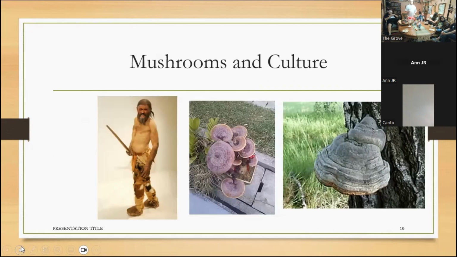And then we got Otzi, the Iceman. Some of the examples we've got there were related to, I believe, the Amadou and then the birch polypore, if I remember right.